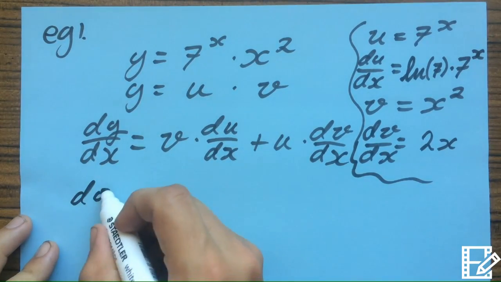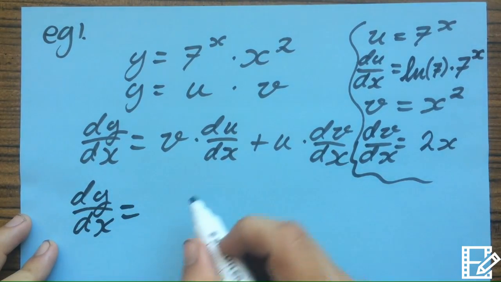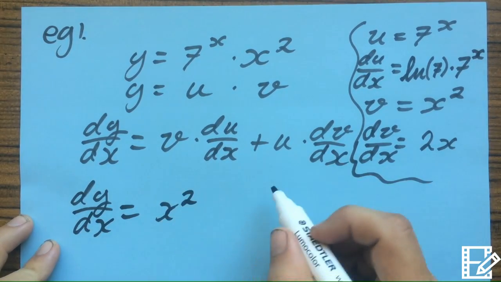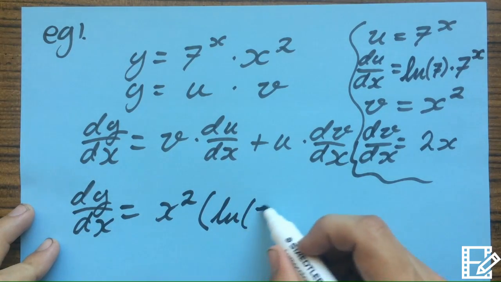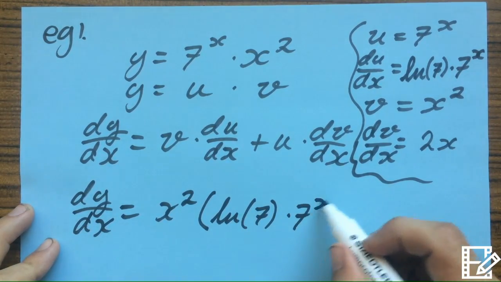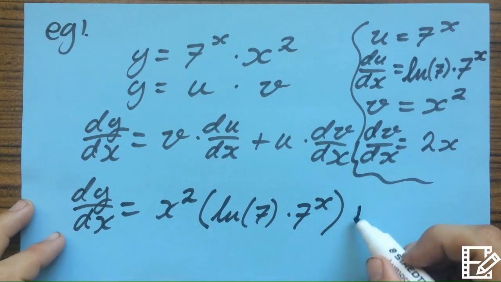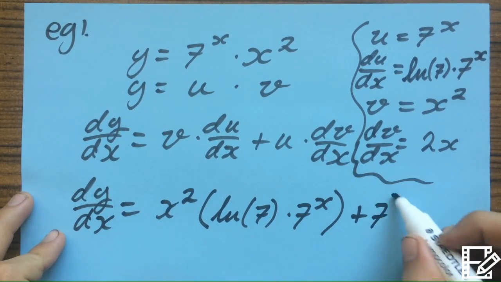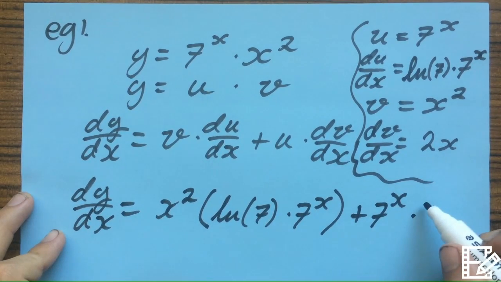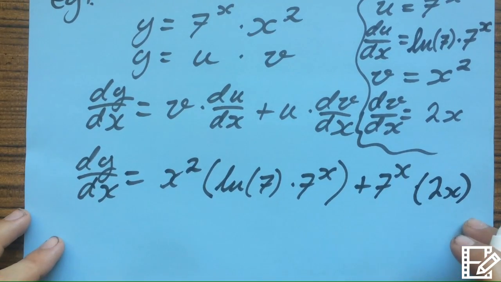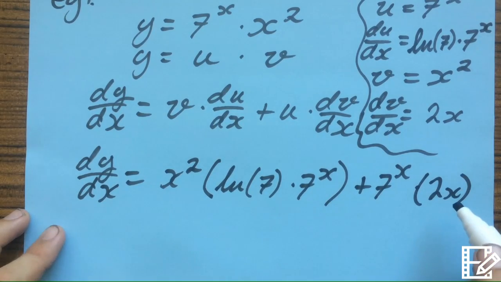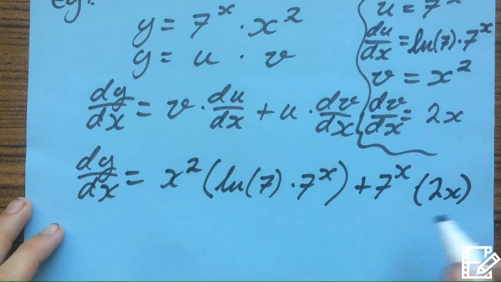If we input these values, what we end up with is v, which is x squared, times derivative of u, ln 7 multiplied by 7 to the power of x, plus u, which is 7^x, multiplied by derivative of v, which is 2x. And that's really it. You can rearrange it and make it look a little fancier if you want, but that's fine. I'll leave it like that.